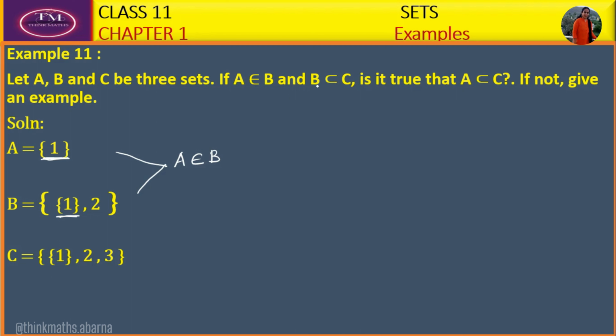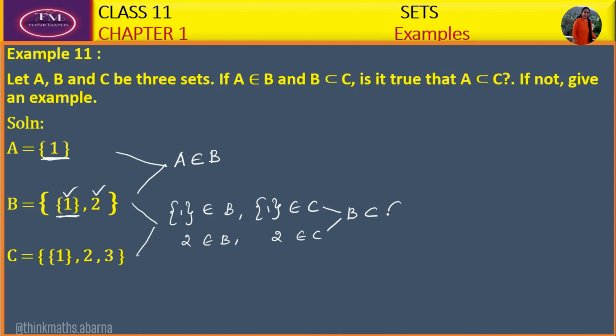Okay, now B is a subset of C. So what is B? B is equal to the set of all 1, 2. So here if you check B and C, the set {1} belongs to B and the set {1} belongs to C. If we take 2, 2 belongs to B and 2 belongs to C. So every element of B is an element of C. That means B is a subset of C.